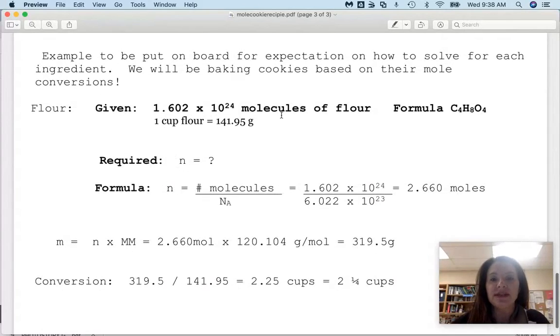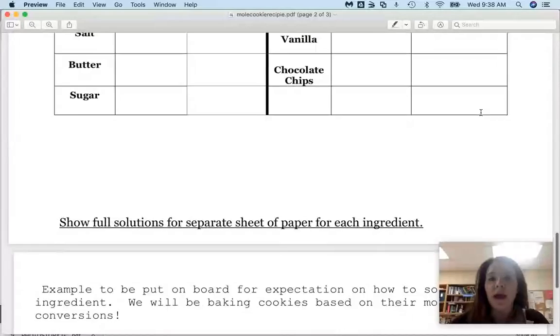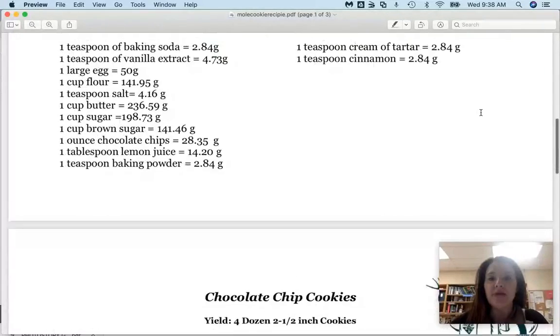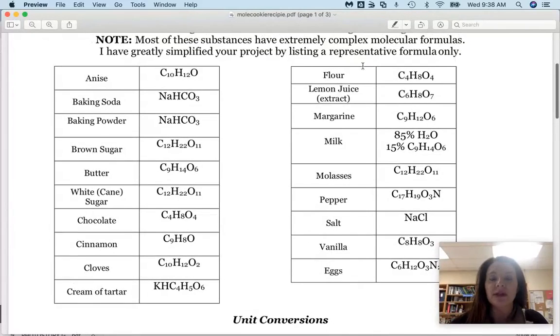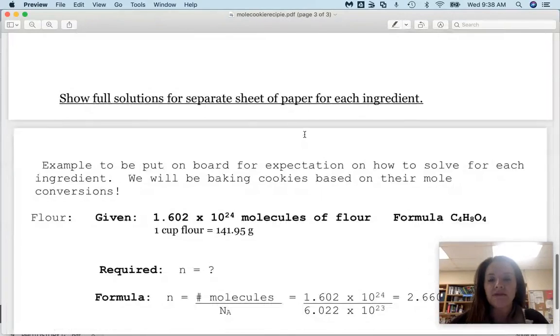What's given is the molecules. We know that the formula of flour is C4H8O4. And how do I know that? Because up above, I give you all the molecular formulas for some common household ingredients. So you will find flour on the chart there. There it is right there. So we're given that information.